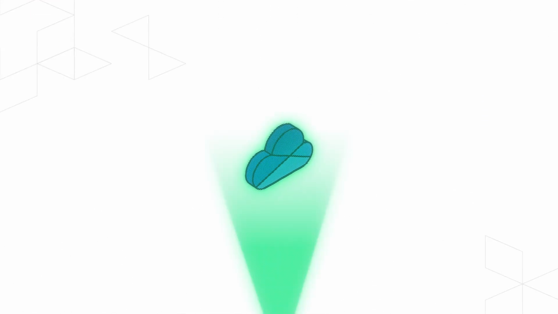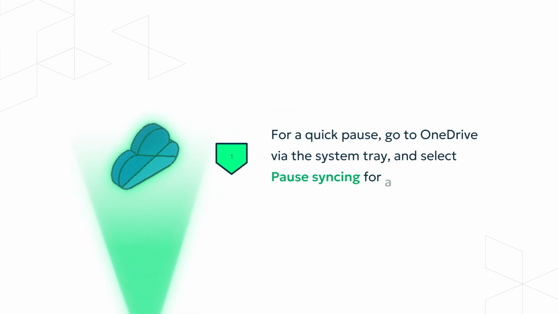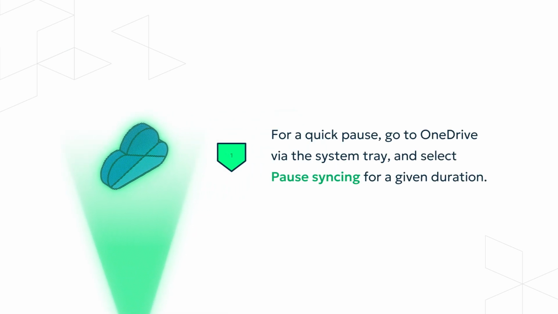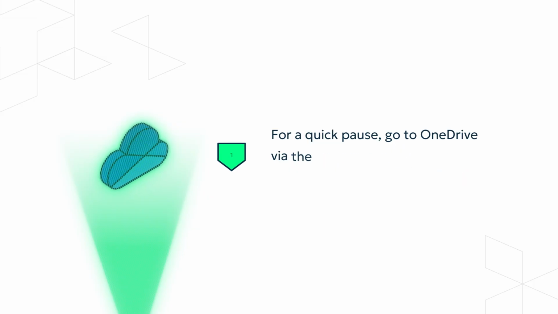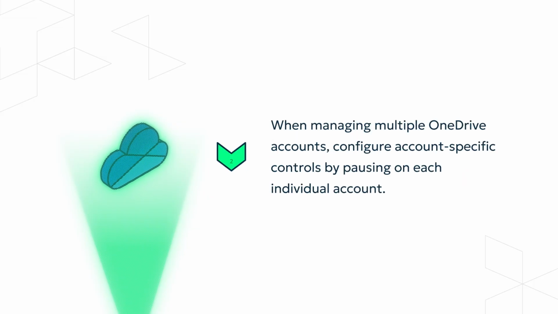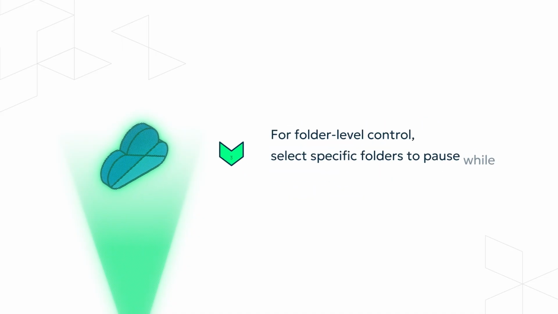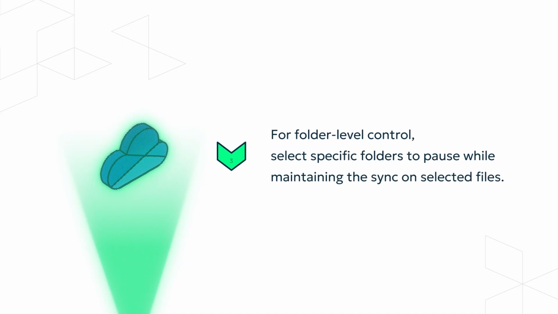How to pause or stop OneDrive file syncing. There are 3 ways to pause OneDrive syncing. For a quick pause, go to OneDrive via the system tray and select Pause Syncing for a given duration. When managing multiple OneDrive accounts, configure account-specific controls by pausing on each individual account. For folder-level control, select specific folders to pause while maintaining the sync on selected files.